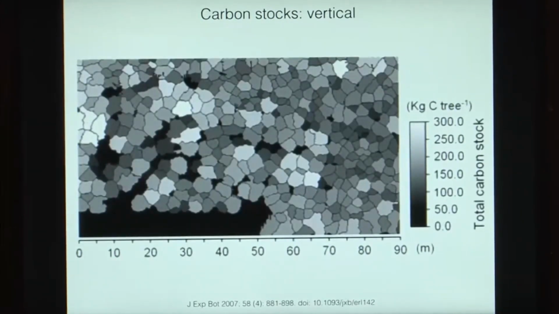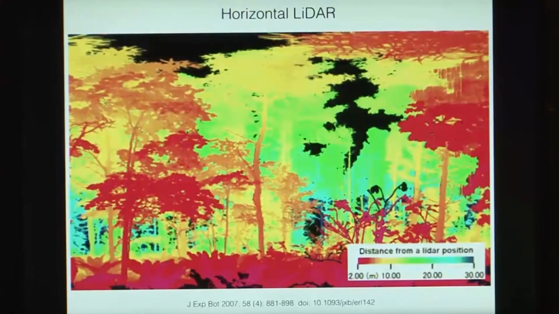Basically, once you have a 3D model of your tree, you can multiply it with the density of various portions of the tree to compute the amount of mass that is there, and then you can multiply it with another factor to get the amount of carbon, say in kilograms per tree. Now, all this information can be had from the airborne laser, but we can also use a horizontal lidar.